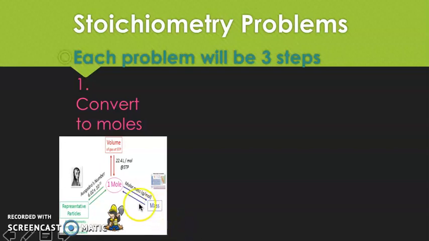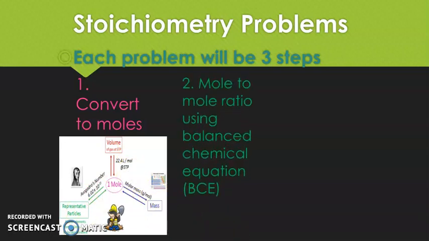So if you're in mass, you're going to need to use your molar mass to convert it to moles. If you're in volume, you're going to need your molar volume of 22.4 liters per mole to convert to moles. And if you're in particles, you're going to need Avogadro's number to convert it to moles. A lot of people think that stoichiometry is a lot simpler than the two-step molar conversions we did before. If your problem is already in moles, then you don't have to do this step.